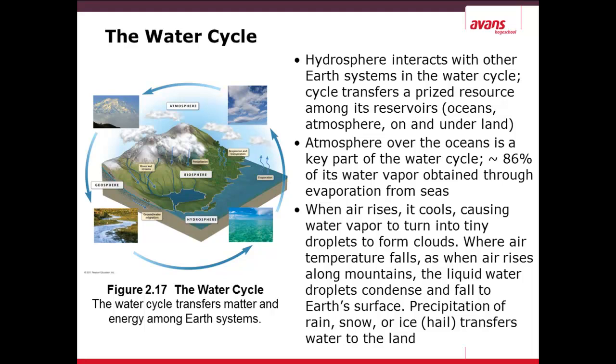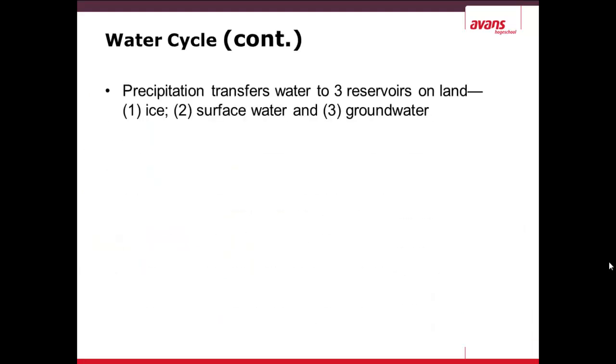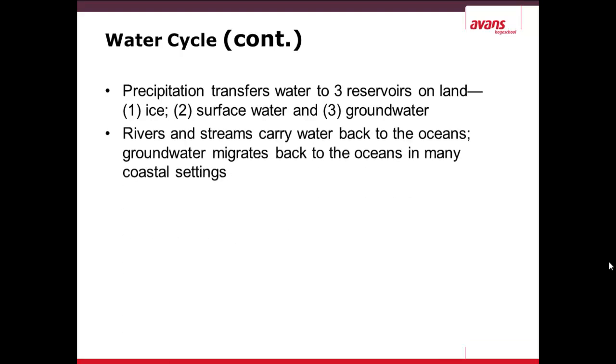When this air rises, it cools, causing water vapor to turn into tiny droplets, which form the clouds. Where air temperature falls, as when air rises along mountains, the liquid water droplets condense and fall to Earth's surface. This precipitation we see as rain, snow, or hail. Precipitation is the transfer of water to three reservoirs on land: ice, surface water, and groundwater. Rivers and streams carry water back to the oceans, completing the cycle.